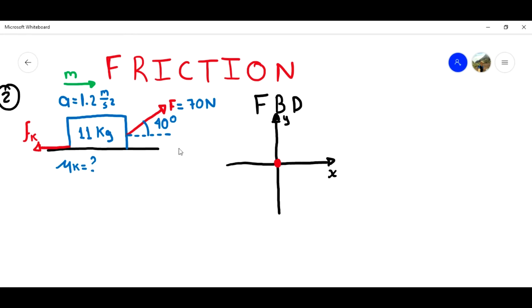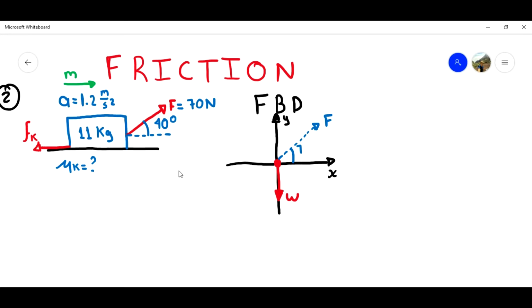Okay, so let's draw all the forces that interact with the body. The first force that is going to be drawn is not mentioned, but we know that it's always there, is the weight. And the weight always goes down or points to the center of the earth. That's the weight. And then we got the force, that force of 70 newtons. But remember that we don't want that vector. Okay, we want the rectangular components.